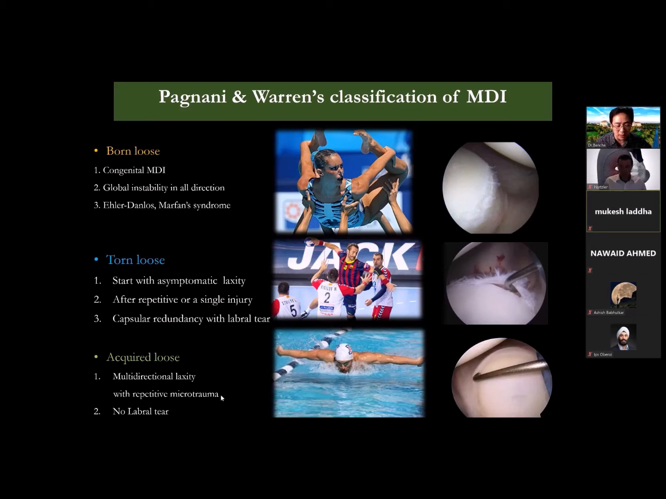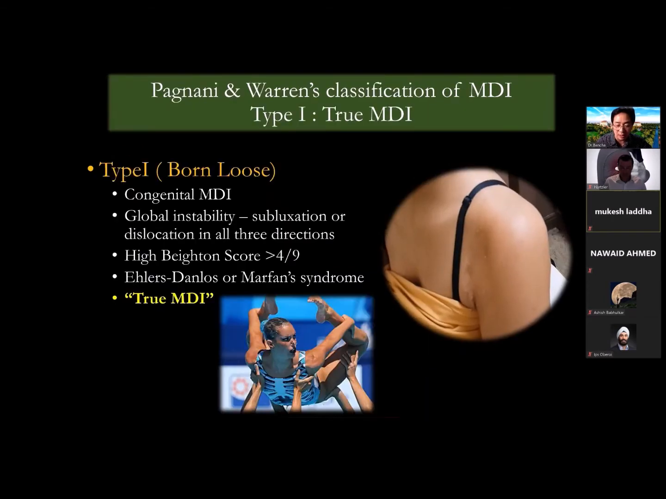And the last group is the acquired loose. This kind of patient has multidirectional laxities after repetitive microtrauma, as they are active in overhead sports, and when you look intraoperatively, you can see no labral tear. So these are the three groups of the Pagnani Warren classification.